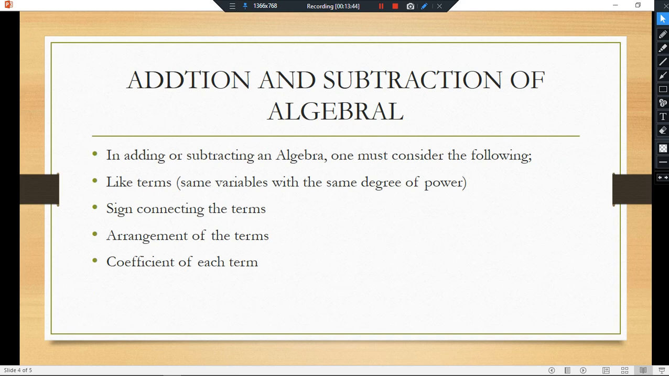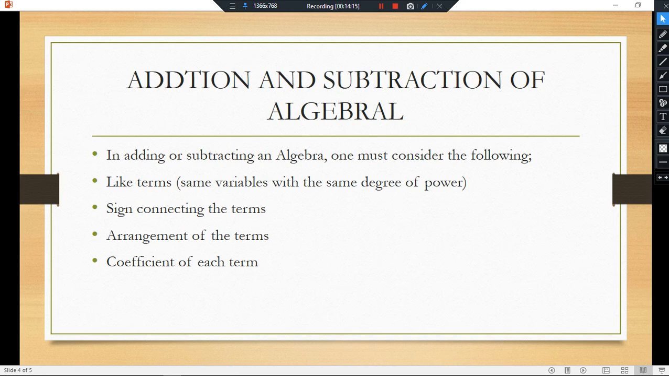Now in addition and subtraction of algebra, I said they have a similar way. In fact, the same method used in addition of algebra is the same way for subtraction. We can also have a question which involves both addition and subtraction as one question. And the way of solving in addition is the same as solving in subtraction. Just that we should understand these steps. Now, in adding or subtracting algebra, one must consider the following factors.